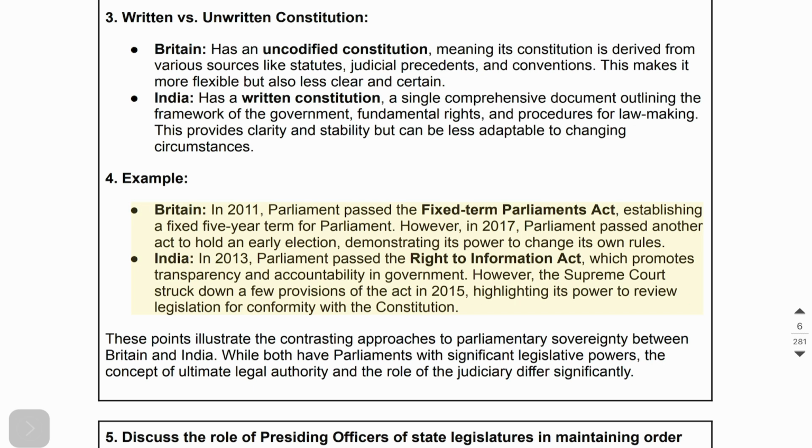India. In 2013, Parliament passed the Right to Information Act, which promotes transparency and accountability in government. However, the Supreme Court struck down a few provisions of the act in 2015, highlighting its power to review legislation for conformity with the Constitution.